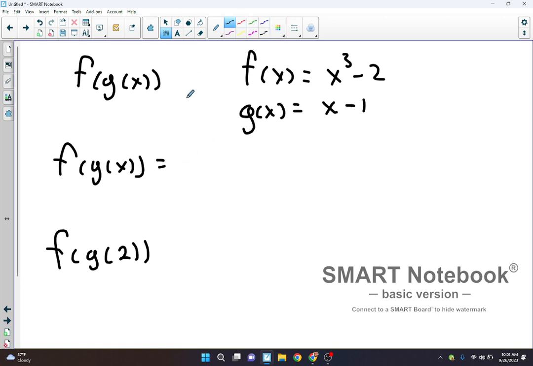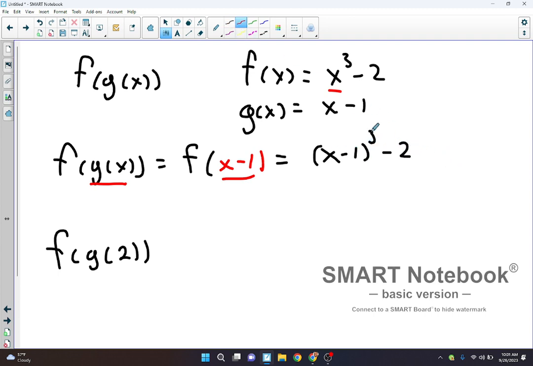F of g of x, I'm going to replace the g of x, which is the exact equation that it is. So f of x minus 1... Okay? Or I'm sorry, minus 2 does not show up. It's just f of x minus 1. But then I'm going to take this x minus 1 and plug it into every x I see. So x minus 1 cubed minus 2.